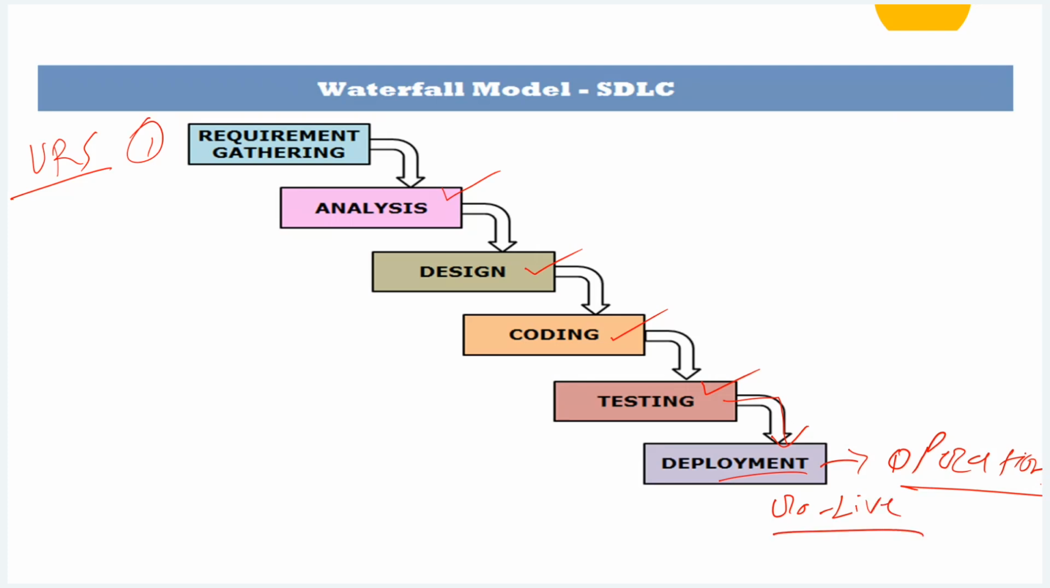So if you see here, the compulsion is that the previous phase must be completed to start the next phase. It looks like water flowing from the upper side to the lower side. That's why the model is called the waterfall.